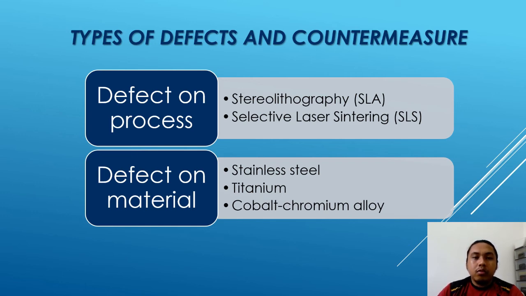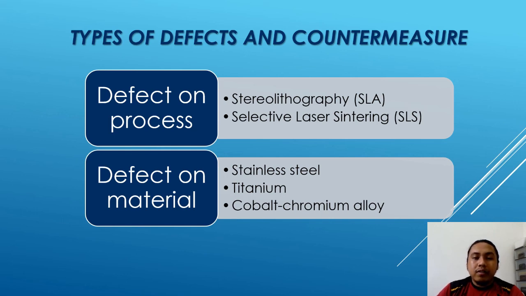I will present to you about the defects and the countermeasures. For the defects, we divide them into two: defects in process and defects in material. For defects of process, we have discussed stereolithography (SLA) and selective laser sintering (SLS). And for defects of material, we have discussed three materials, which are stainless steel, titanium, and cobalt chromium alloy.